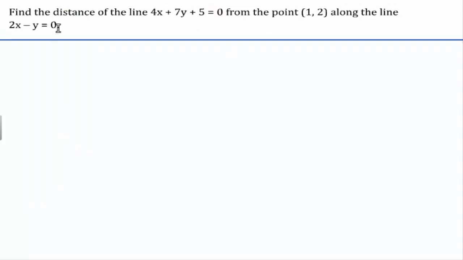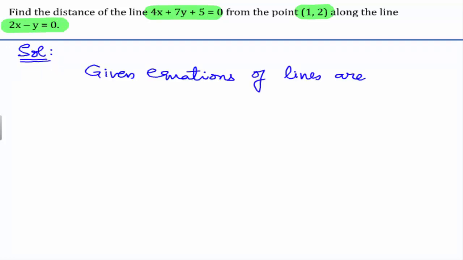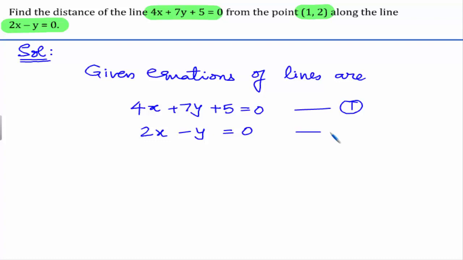In this question, we need to find out the distance of the line 4x plus 7y plus 5 is equal to 0 from the point 1, 2, and this point 1, 2 lies on the line 2x minus y is equal to 0. Let us see the solution for this. The given equations of the line are 4x plus 7y plus 5 is equal to 0. This is the equation number 1. And 2x minus y is equal to 0. This is the second equation. Now from equation 2, we can say that y is equal to 2x.